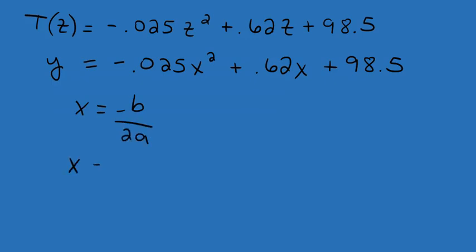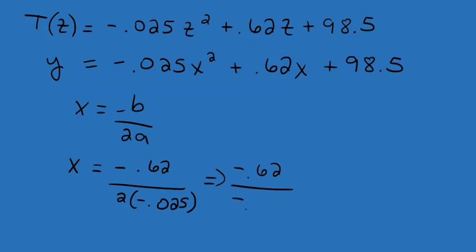So to solve for x, I'm going to say negative 0.62 divided by 2 times negative 0.025. This becomes negative 0.62 divided by negative 0.05, which becomes 12.4. And remember that we were solving for x, which was also the lowercase t, which represented time. So this is going to be hours. So our x is 12.4 hours.